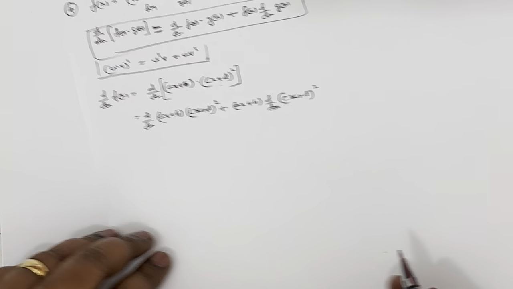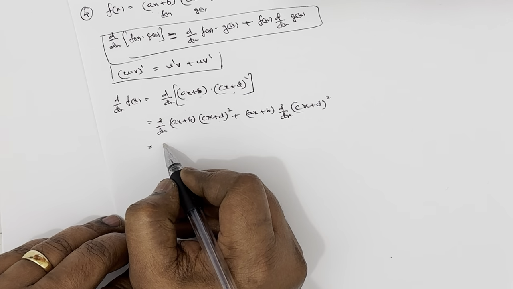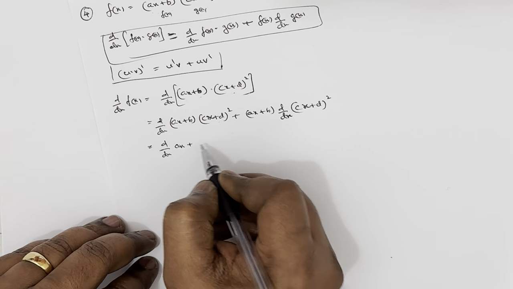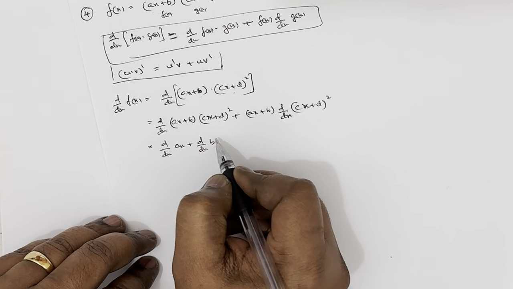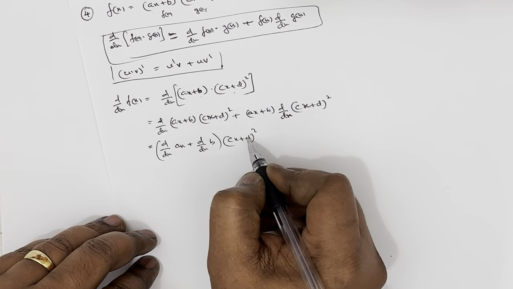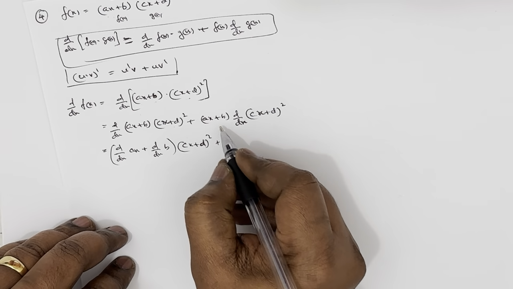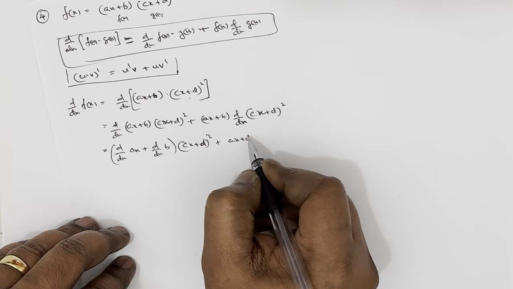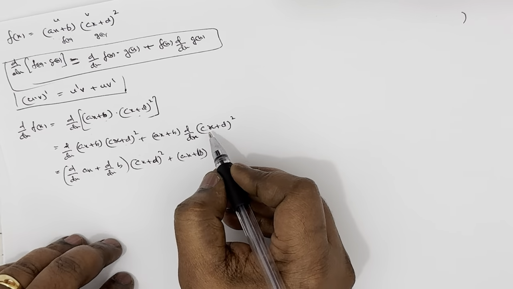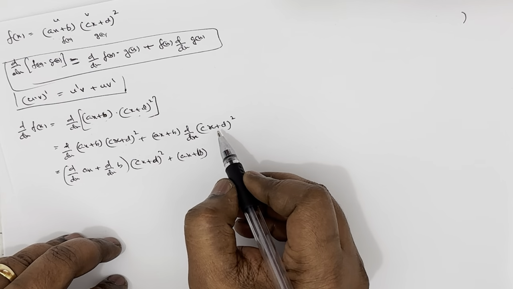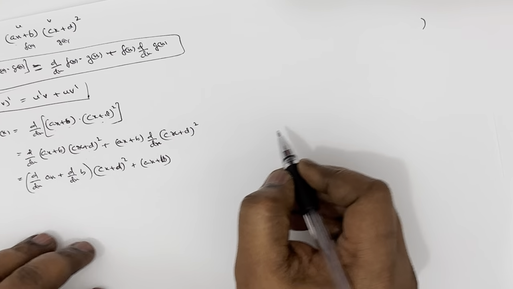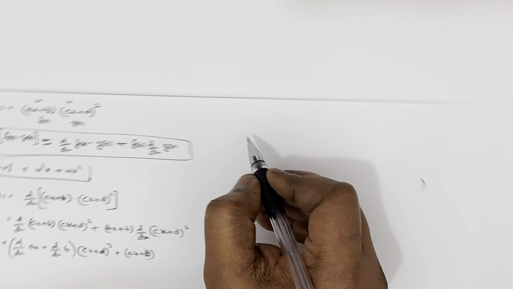Now d by dx of ax plus d by dx of b, second function as it is, (cx + d) whole square, plus first function as it is, (ax + b), derivative of the second function. Now see, here comes the chain rule. Now this is in the form x raised to n. We'll do it here.